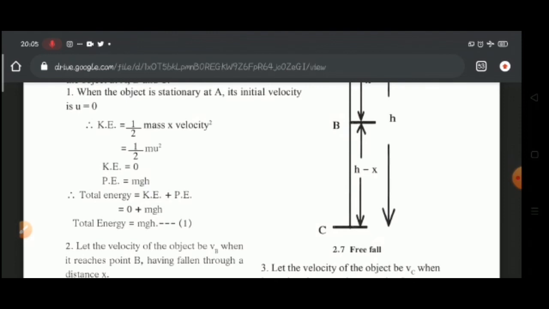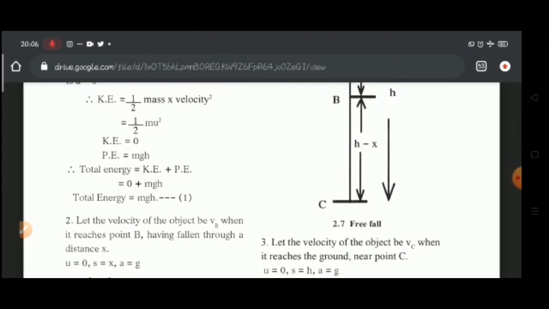So if the kinetic energy becomes 0, the only energy applied in this situation is the potential energy. So the total energy equals the potential energy, that is mass into gravitational force into height.